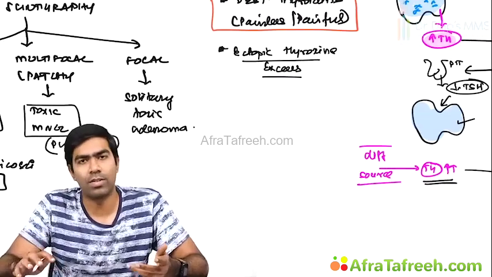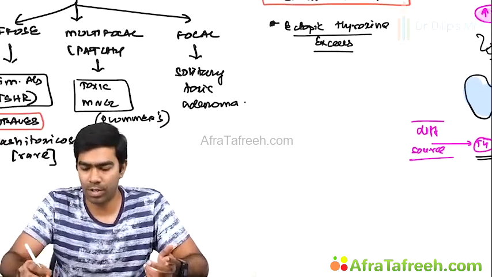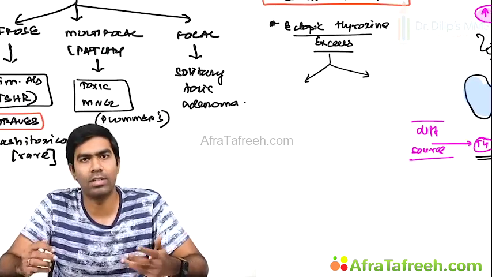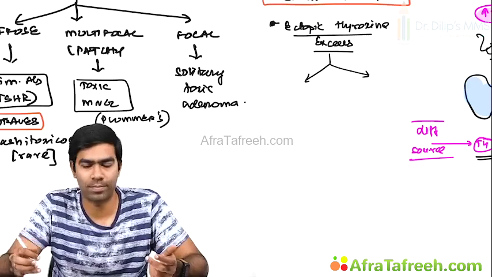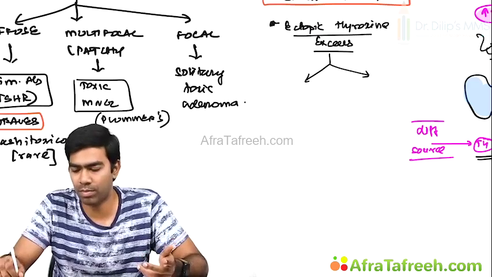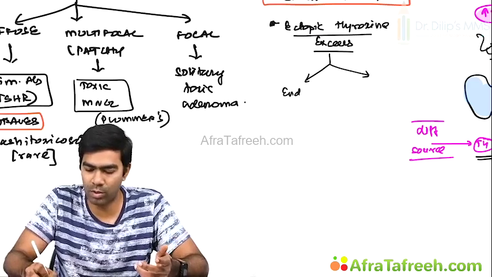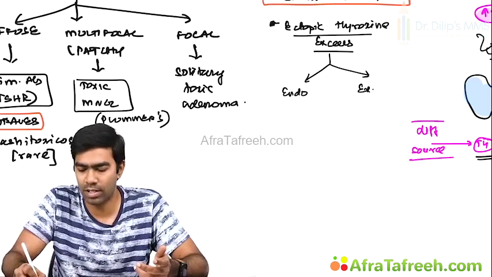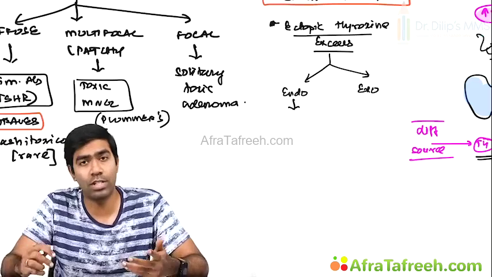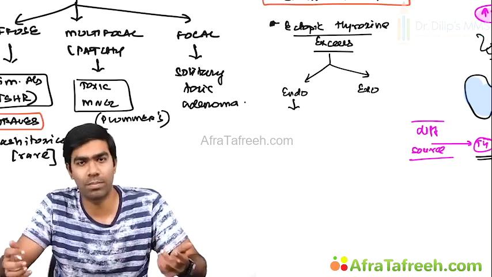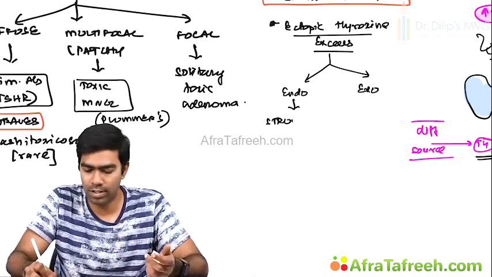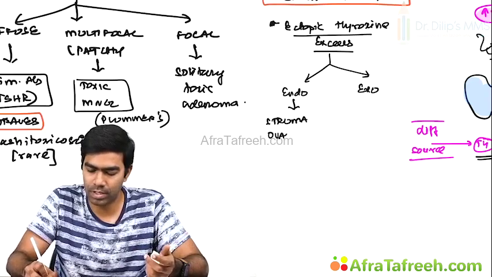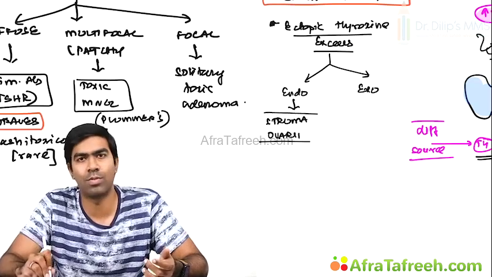So in this condition also you will have low radioactive iodine uptake only, but there are two reasons why you have this ectopic thyroxine excess. This ectopic thyroxine can be coming from two areas. One, it could be an endogenous source, or it could be an exogenous source. Endogenous source of ectopic excess thyroxine means it's coming from a tumor like struma ovarii.